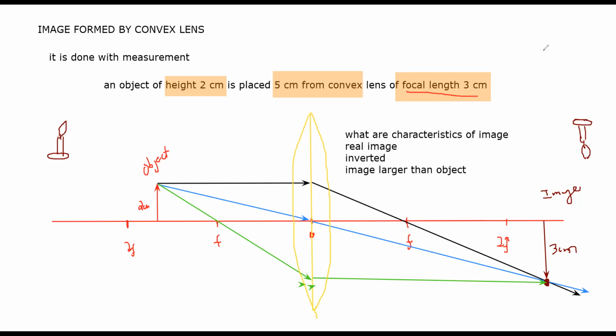So I told you this question is done with measurement. You need a ruler to measure the focal length, the height of the object, and the height of the image. When the image is larger than the object, we can also use the term enlarged or magnified. Is this concept clear? How the image is formed by a convex lens? Two light rays are sufficient.